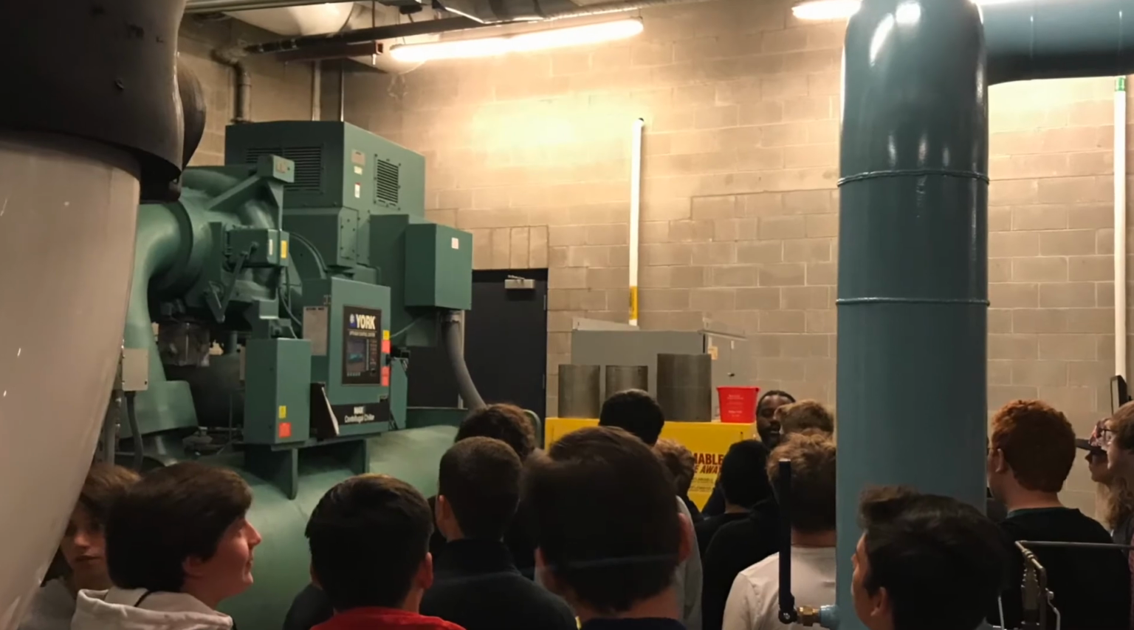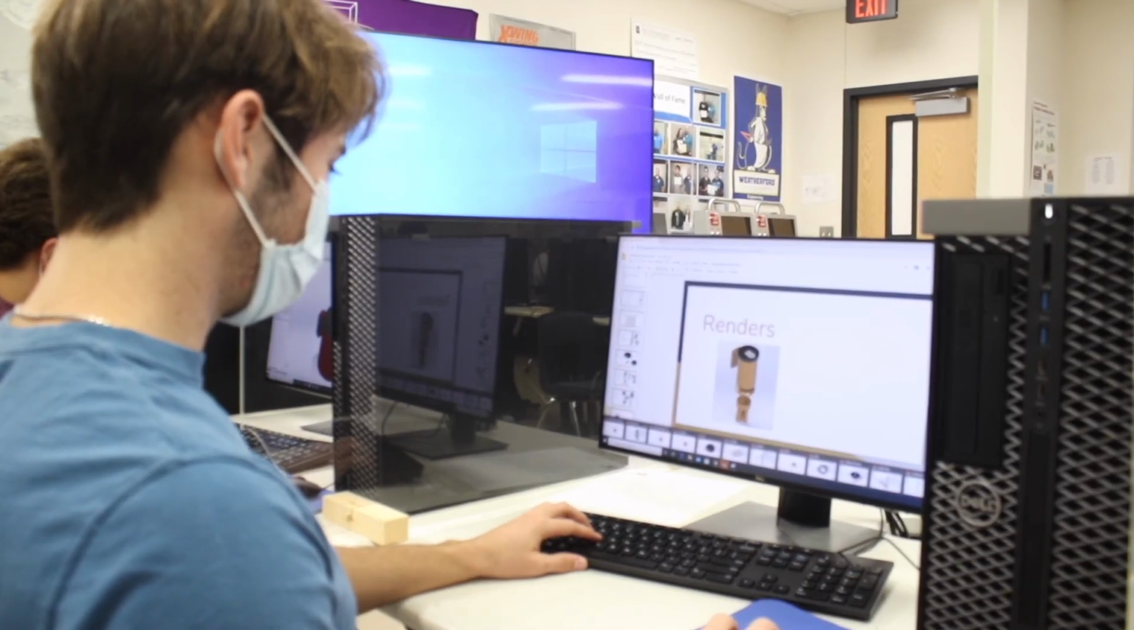This benefit, I feel like, has benefited me a lot because I would like to do engineering after high school. It's helped me get certified in SolidWorks, which we just got done.